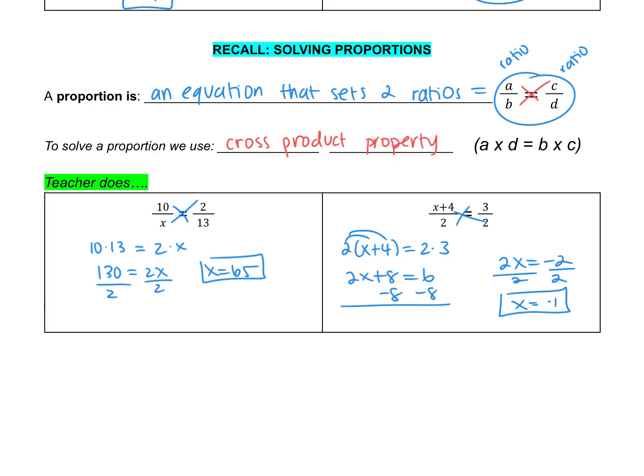Not too bad. Questions before you all try yours? Okay, can you go to the next page, please, and try both examples?